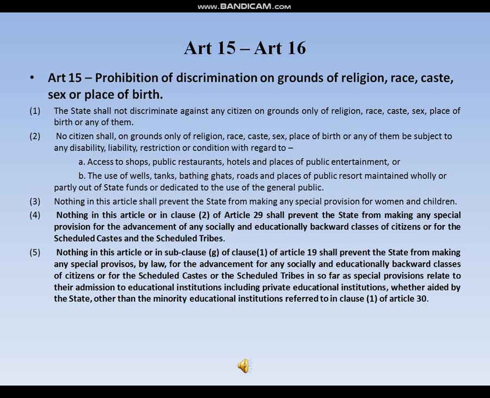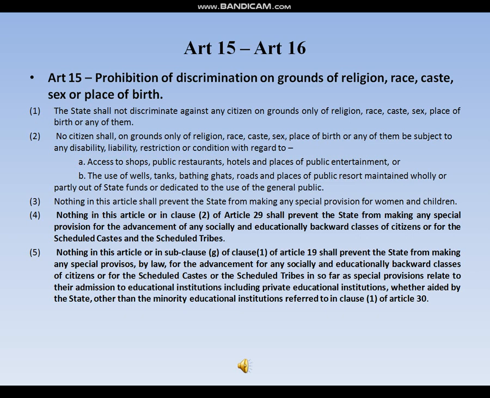Okay, so before we read the problem, we need to know at least what is in it. So that's why we will actually read the clauses. Clause 4 says that nothing in this article or in clause 2 of Article 29 shall prevent the state from making any special provision for the advancement of any socially and educationally backward classes of citizens or for the scheduled castes and the scheduled tribes. That means the state can make provisions for the socially and educationally backward classes of citizens.